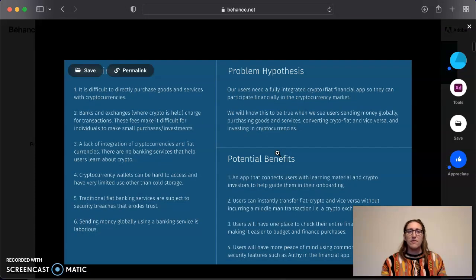So in the discovery phase, I took it upon myself to conduct thorough user research. I wanted to fully understand where people stood in terms of this new technology as well as the older fiat currency services, and what people wanted. As a hypothesis, I hypothesized that creating this fully integrated app would allow people to actually participate in this growing market. I saw many potential benefits as well as current pain points for users as listed here.